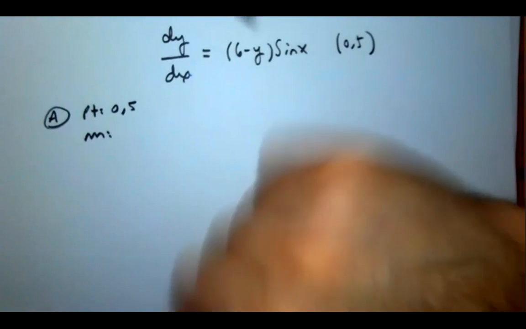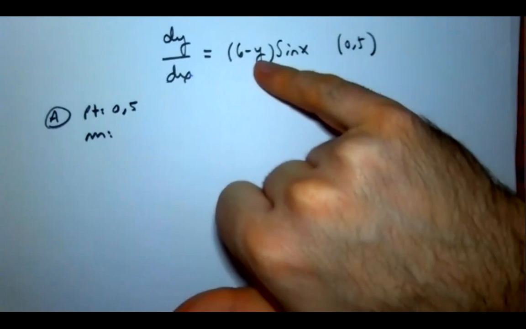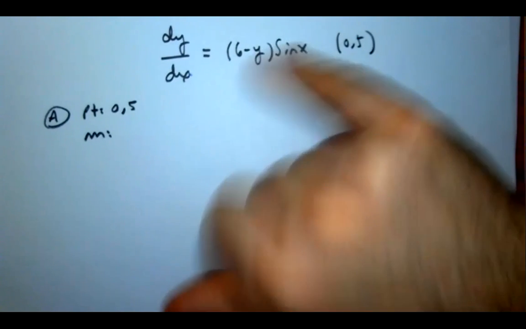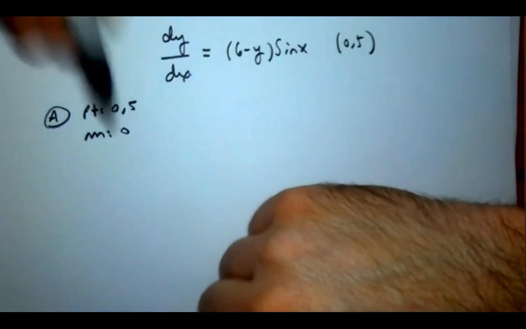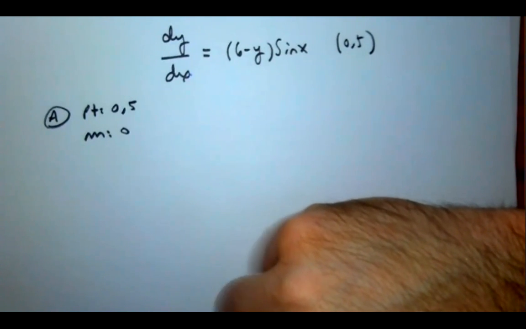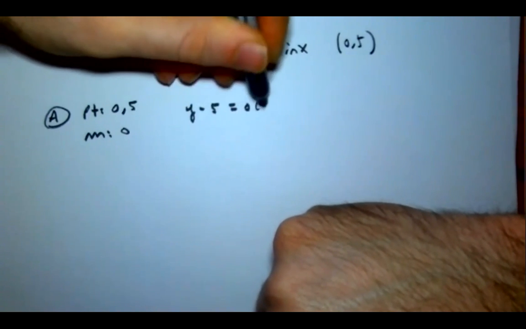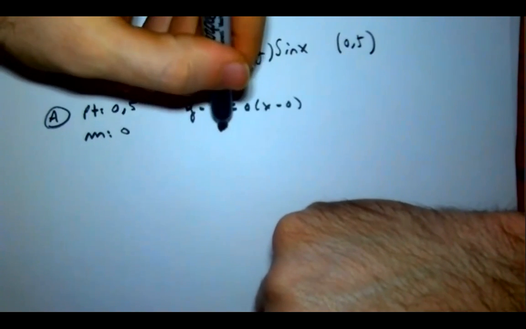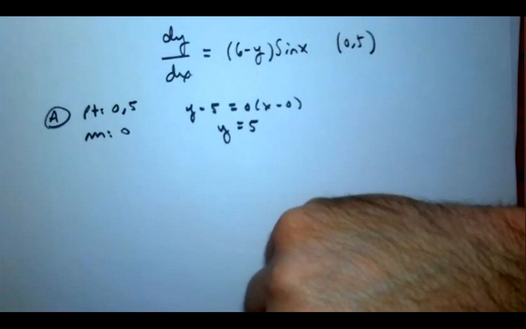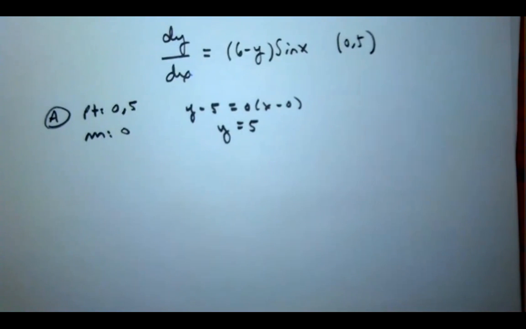So if we plug in (0, 5), you're going to get 6 minus 5 is 1, sine of 0 is 0, which should be giving you 0 for your slope. Tangent line would then be y minus 5 is equal to 0 times (x minus 0). y equals 5 would be your tangent line. And did they ask us to plug anything in? No. Okay, so that's the end of it.